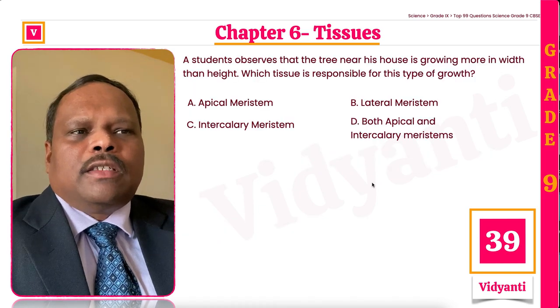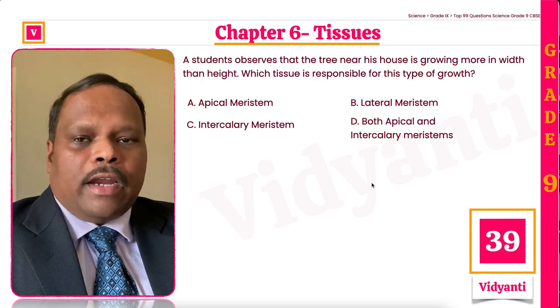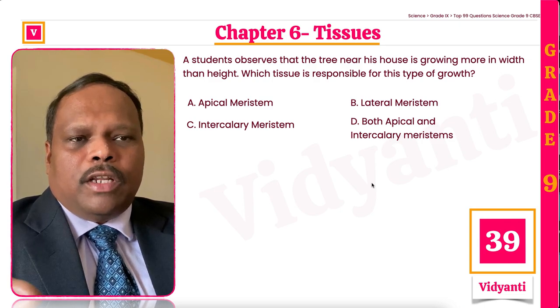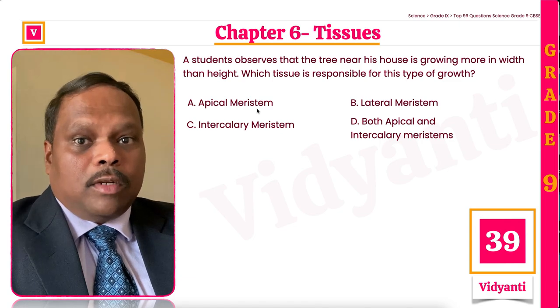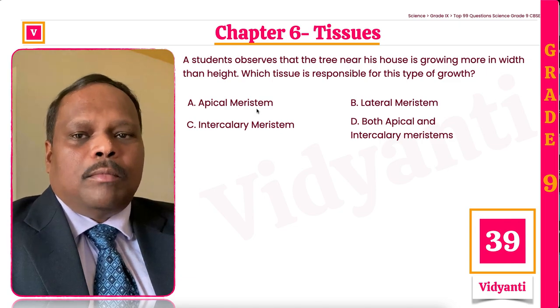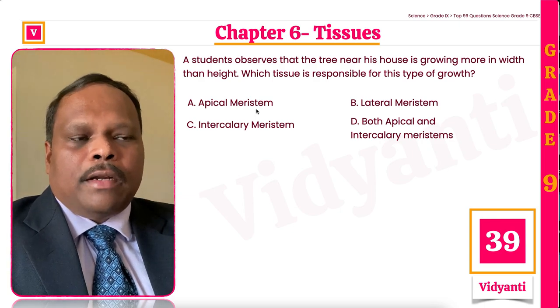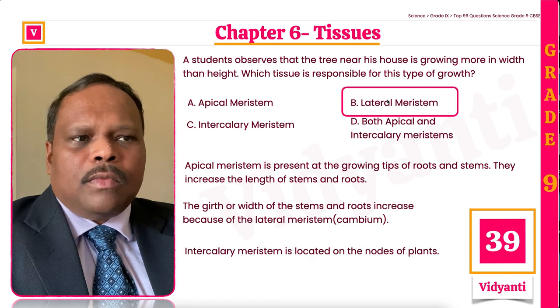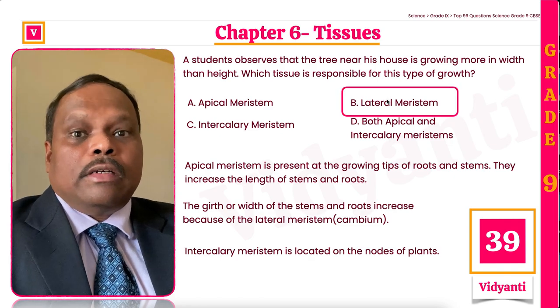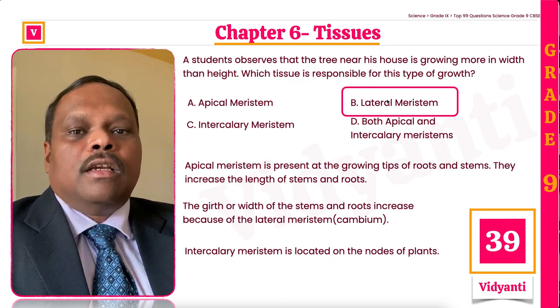A student observes that a tree near his house is growing more in width than height. Now, that is because there are different types of tissues. We have apical meristem that is responsible for growing in height because it normally occurs at the tip of the plant. Lateral meristem should be the correct answer because that is responsible for the lateral dimension, which is the sidewise dimension, that is the width.